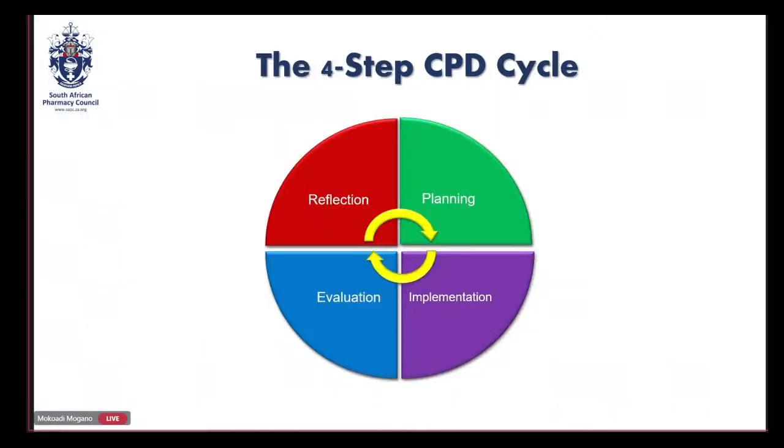All right, the CPD cycle comprises 4 steps. The first step is reflection, where you reflect on your practice and identify your own learning need, right? And then the next step is planning, where you plan how you're going to meet the learning need, or what you're going to do in order to address the gaps in knowledge or skill, right? And then the next step is implementation. You tell us what you did.